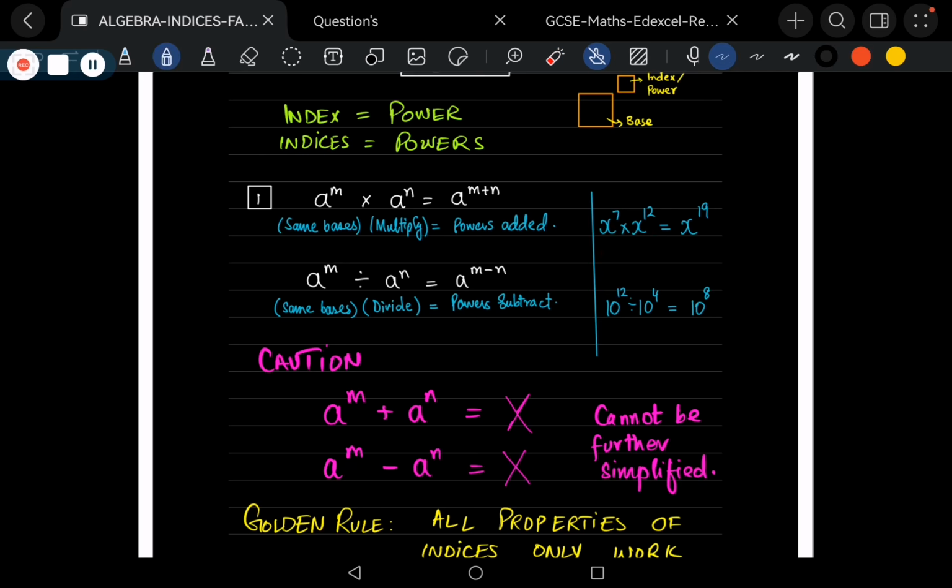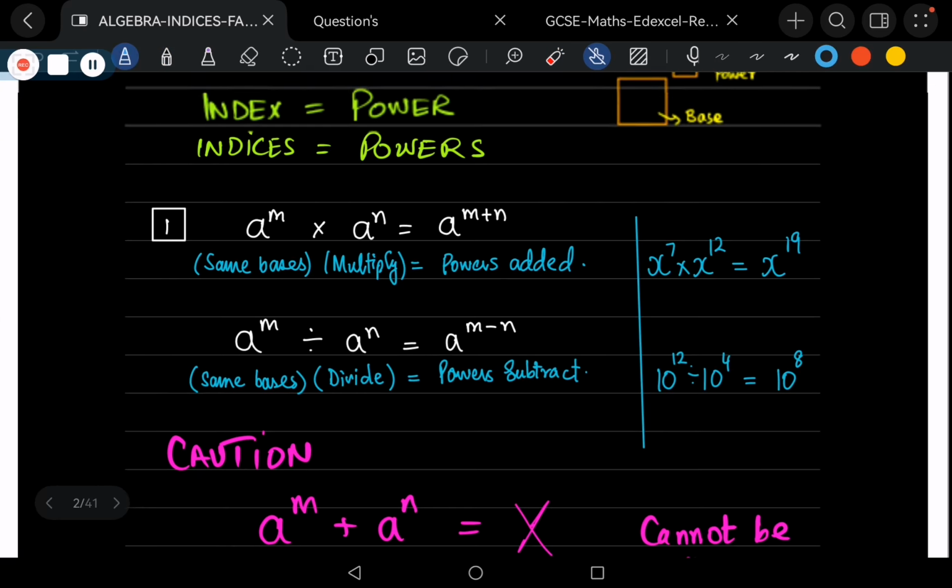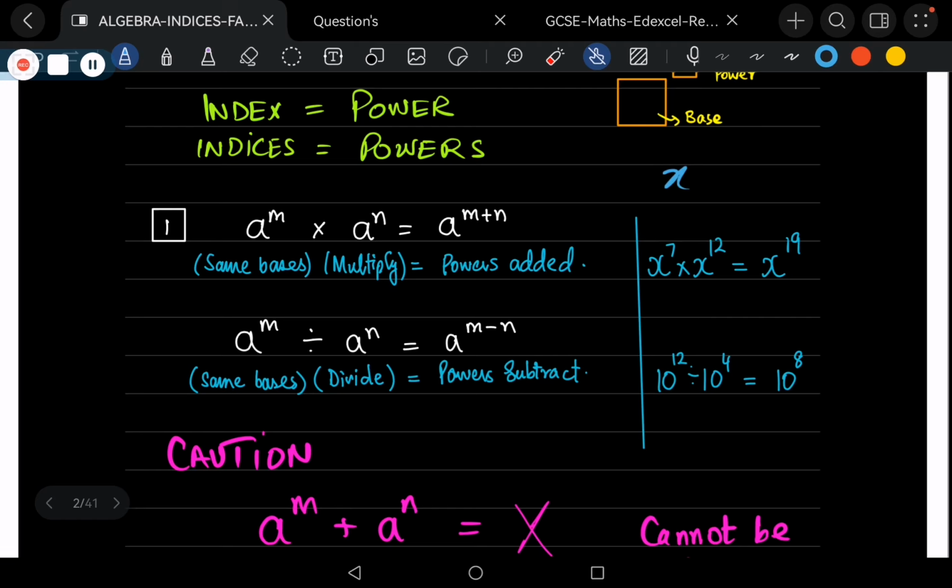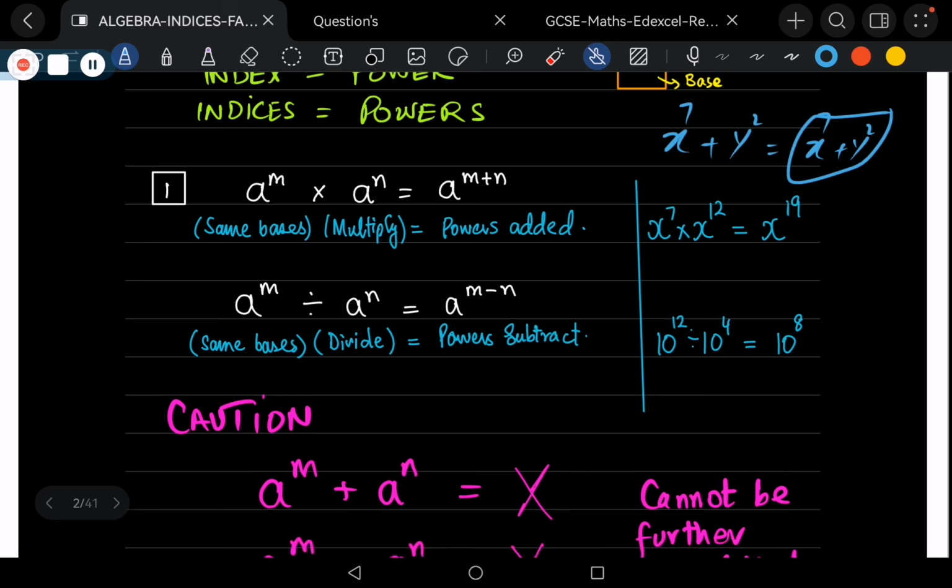Now what happens if the bases are not the same? For example, the counter question that I am considering, x power 7 plus y power 2. Now see that the bases are not the same. Here the base is x and here the base is y. So once the bases are not the same, that expression will not be simplified more. You will keep the expression the same, like x power 7 plus y power 2. That will be your final answer. You cannot simplify it. You will not add up the powers because the bases are not the same. Make sense?